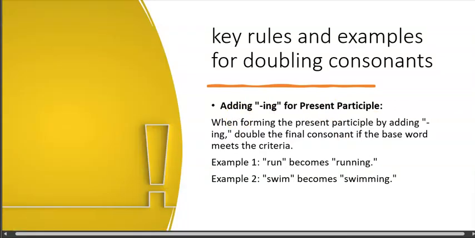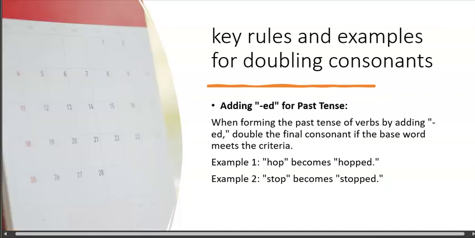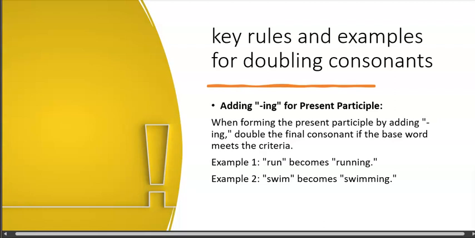Then the next one is adding ing for the present participle. For example, the word run: you notice that we add another n, so that we double the n. We double this consonant n to show the present participle, running. Swimming, again, there's a doubling of the consonant m to make it swimming. So now I get to understand the doubling of consonants, where we will double consonants when we are finding the past tense. We will double consonants when we are talking about the present participle.